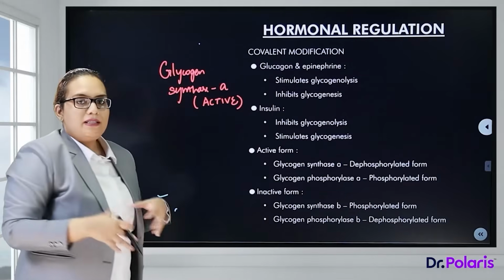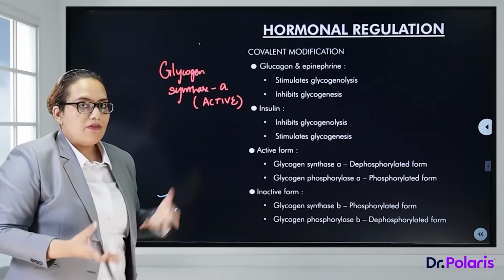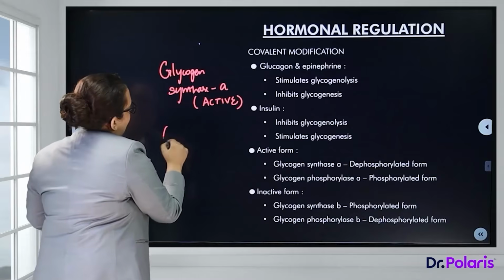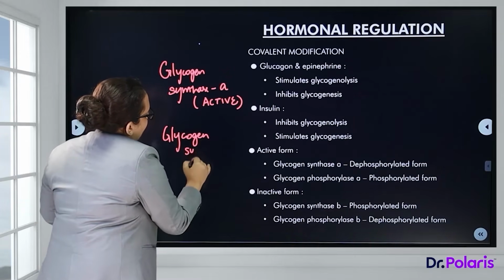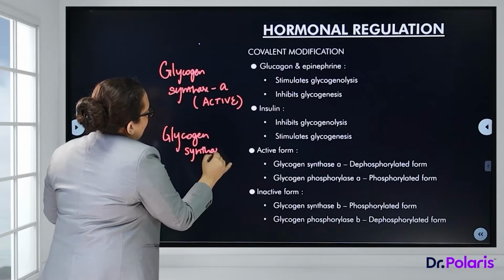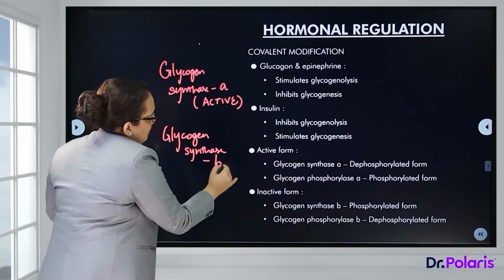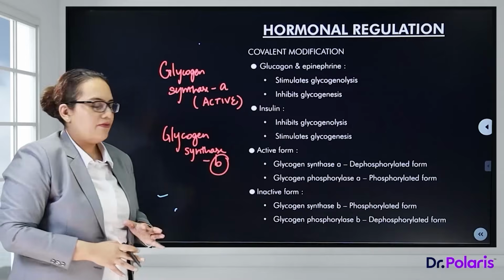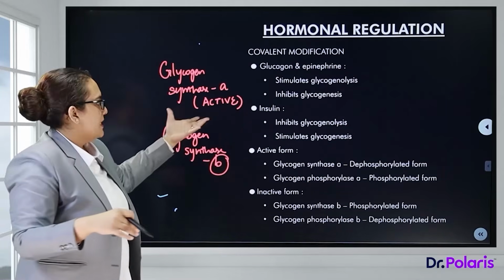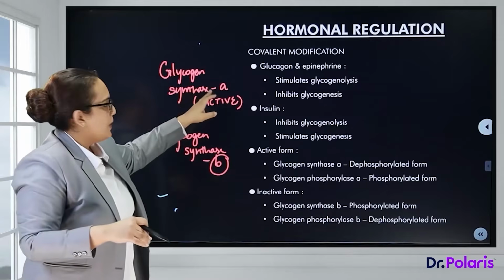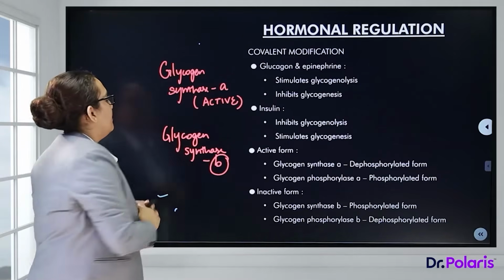If you have to show an inactive form of glycogen synthase, you just have to write the name of the enzyme, glycogen synthase, followed by a hyphen, and then B. B means it's an inactive form. Likewise, you can do the same for any of the enzymes to represent it as active or inactive. Just remember to add the A for active.